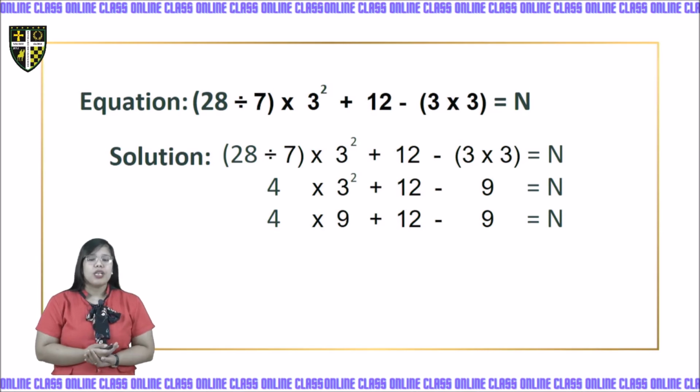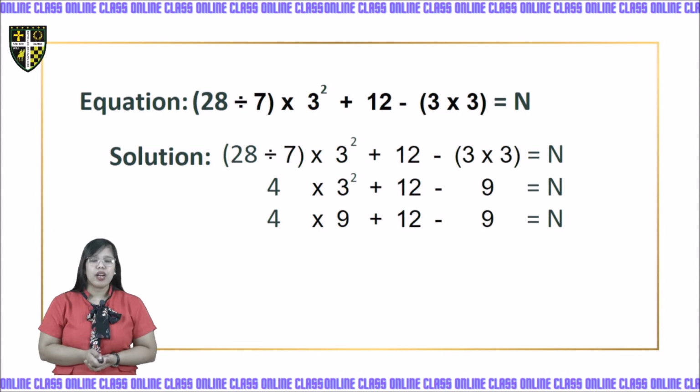Now, simplify the exponential term 3 squared. When we are talking about 3 squared, meaning we will multiply 3 by itself twice. So, 3 times 3 is 9. So, we will just copy 4 times plus 12 minus 9. So, we have now 4 times 9 plus 12 minus 9 equals n.